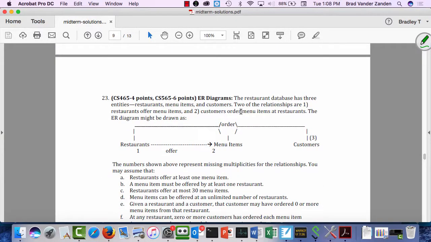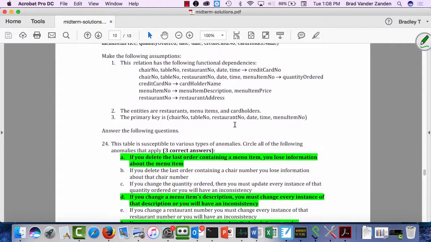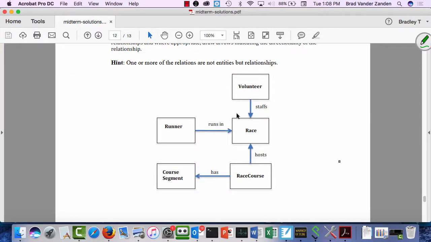okay, there I showed a three-way relationship, and that's because an order fundamentally is between a customer, a restaurant, and a menu item. Okay, it involves all three. You can't get away from that. But a race has essentially independent relationships with a race course. So the course on which the race is run really is independent of the runner and the volunteer. The runners that run in the race don't affect who volunteers. Who volunteers doesn't really affect who runs the race. So those are independent. Okay, so there was just a little bit of overthinking that went on this problem.